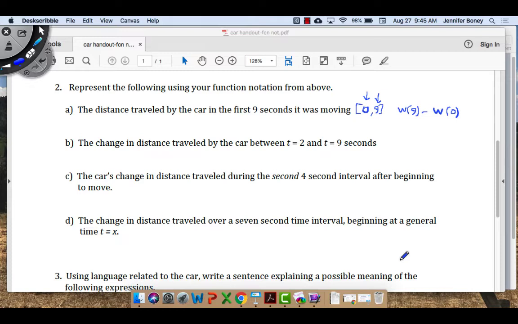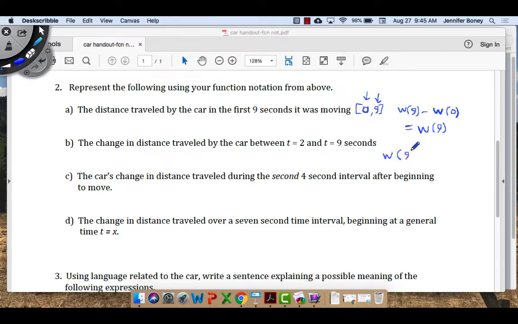But just because we know that fact, would this be the same as w of 9? Right. So not all the time is this something of 0 always equal to 0. In this case it is, though, because of the description. Since something started moving, it's gone 0 after 0 amount of time, whatever the units are. So let's see, the change in the distance traveled or the variation in distance as the car moves from time 2 to time 9 similarly was just w of 9 minus w of 2.